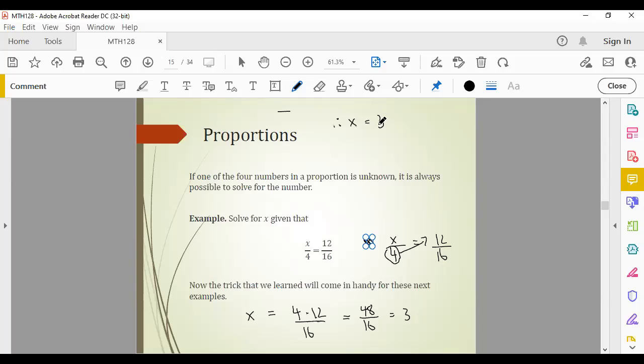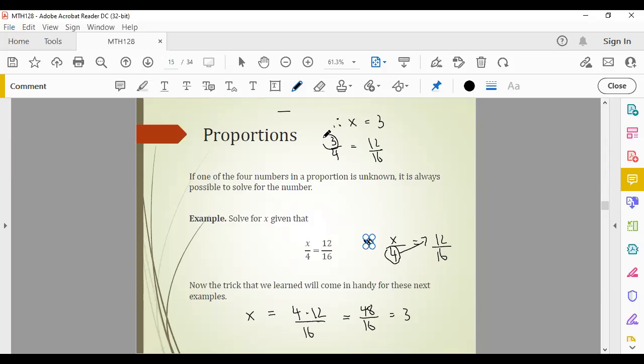Or what you could do is you could write the full proportion. That would also be an acceptable answer. You could say, therefore, 3 over 4 is equal to 12 over 16. And in this case, you have indeed solved for your unknown variable.